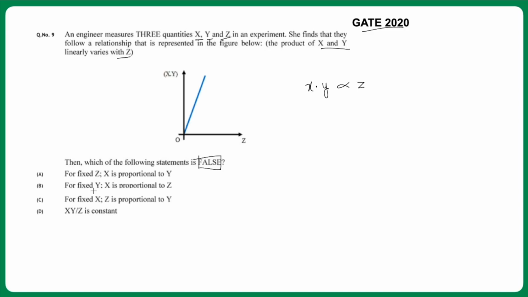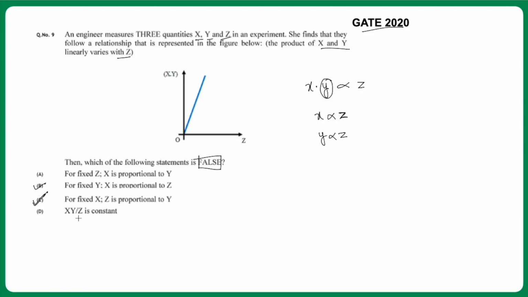It says for fixed y, x is proportional to z. So if I fix my y, if I don't change y at all, of course x is proportional to z, right? If y becomes any constant, in that case again you can write it down like this. So this is a correct statement. Next is that for fixed x, z is proportional to y. Same thing, if I fix x here, then again my y will be proportional to z in that case. So this is also a correct statement.